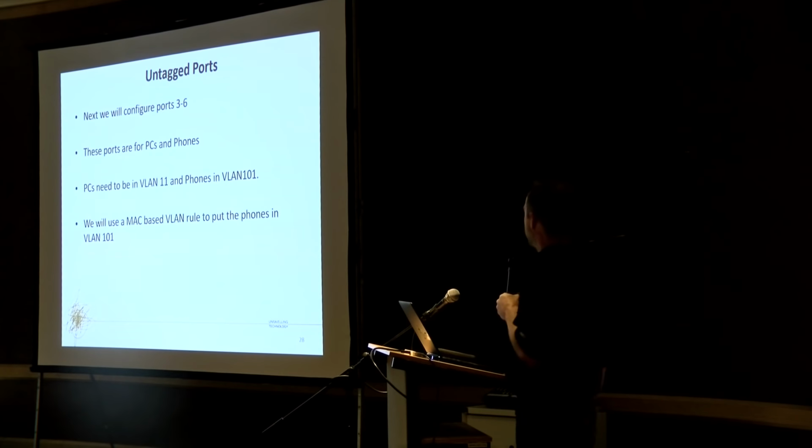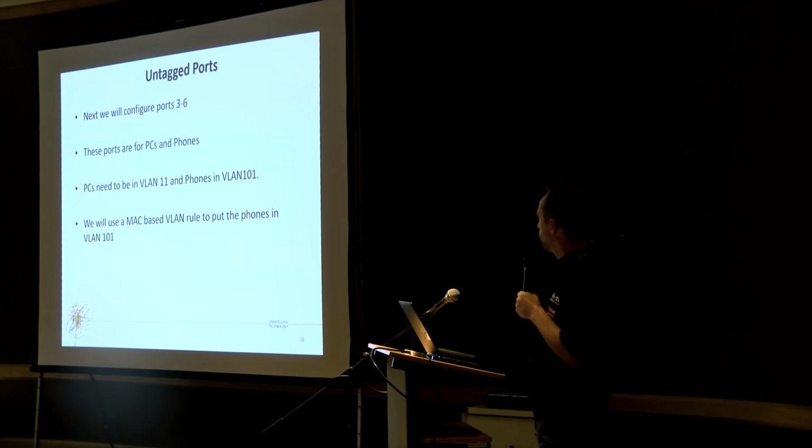Then we'll configure our access ports, or our untagged ports, for our users to go into. I'm just going to configure one for this purpose, but you'll get the idea that you can apply this to other ports. Now, we want to put our phones in VLAN 101 in this example, and our data in VLAN 10.